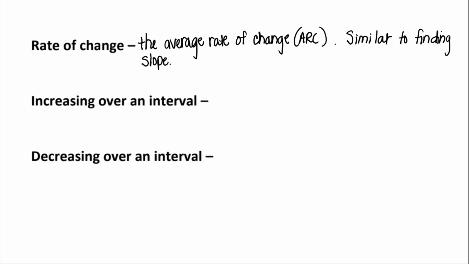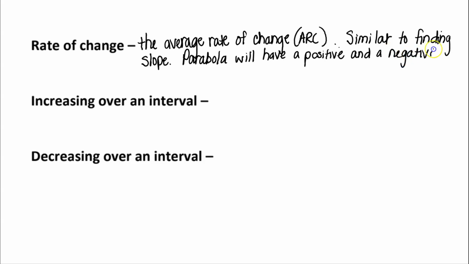And you actually have two different average rates of change in a parabola. One will always be positive and one will always be negative. A parabola will always have a positive and a negative average rate of change.